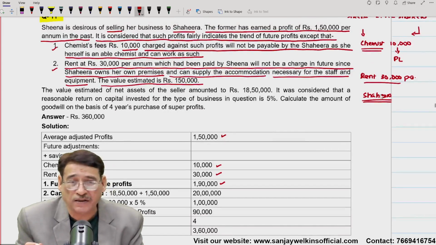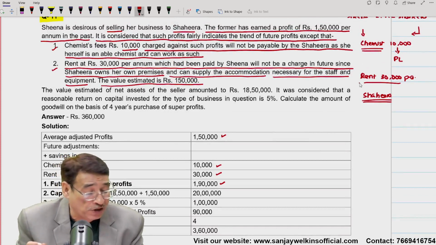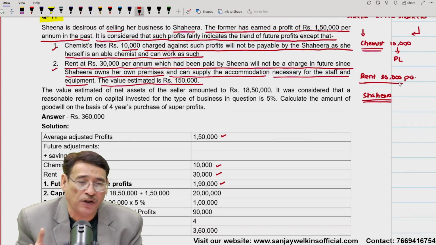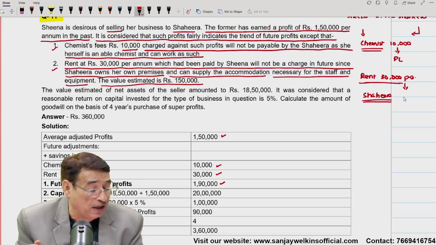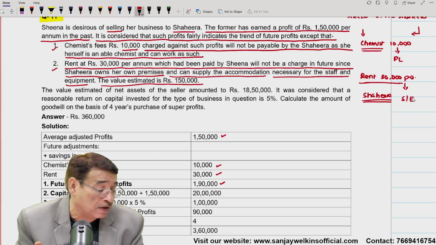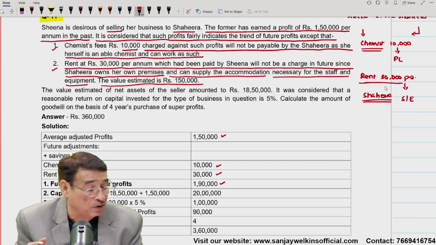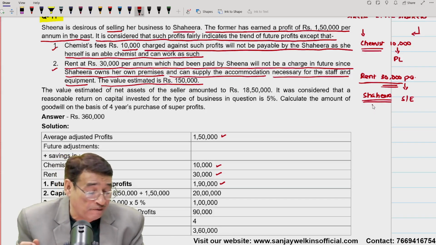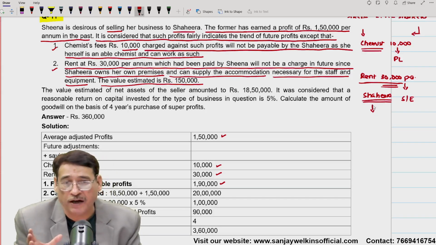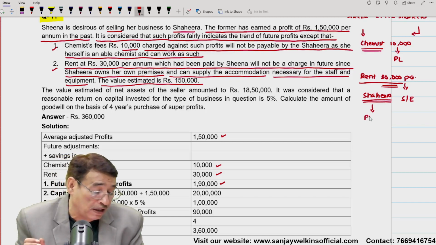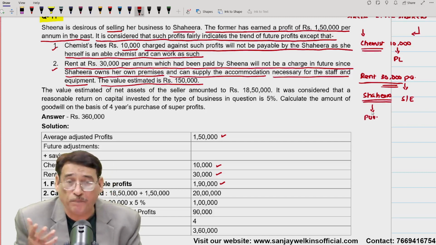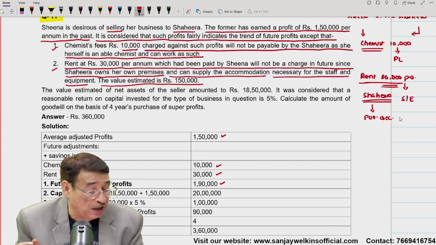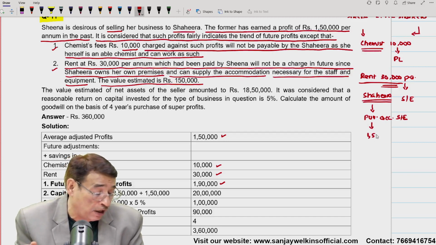Now the question says that Shahira will not pay rent. Why is the present owner paying rent? In order to keep staff and equipment. She might have taken premises on rent, so that is why the present owner was paying the rent. But Shahira will not require to pay the rent. Why? Because it is given that she herself will purchase an accommodation to keep staff and equipment, and she will purchase the accommodation at rupees 1,50,000.